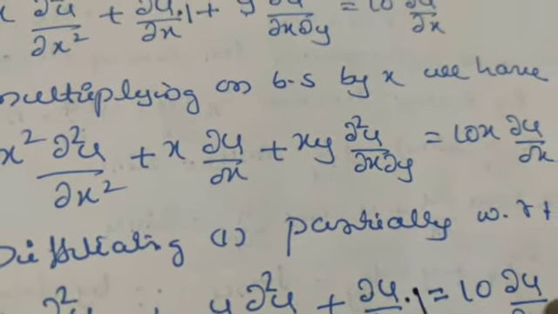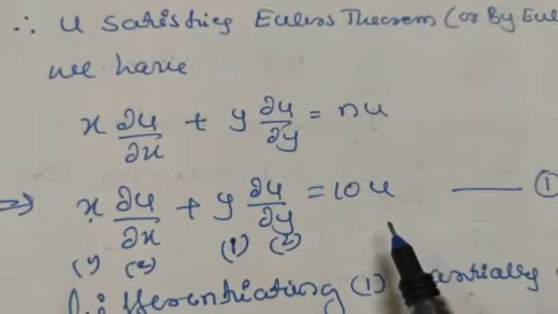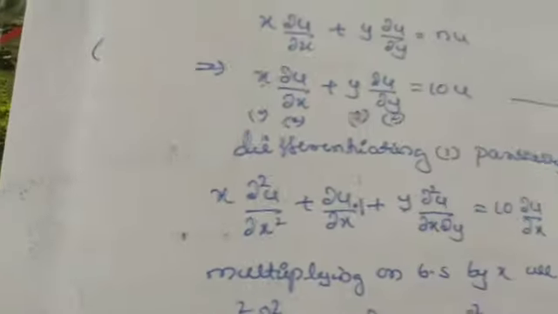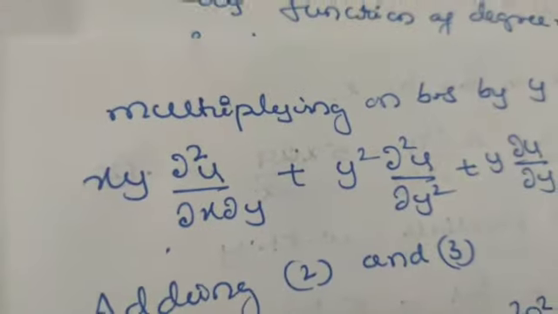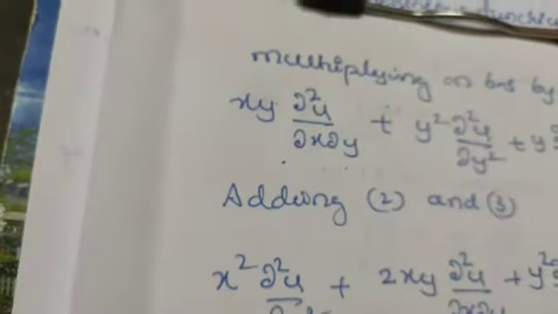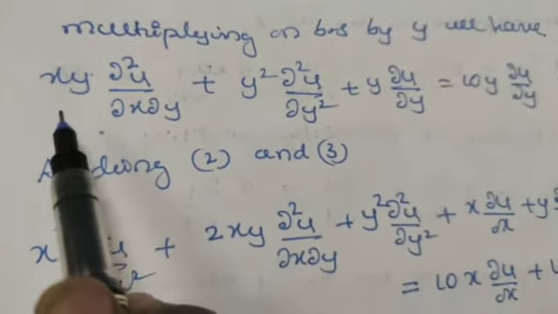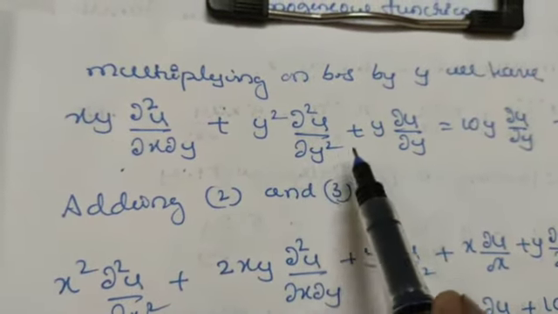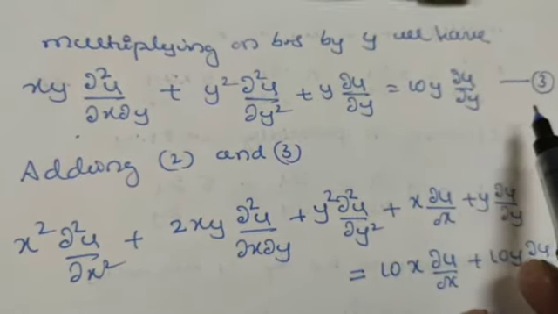So this implies, again the RHS is 10 into u. Differentiating partially with respect to y means 10 into dou u by dou y. Now multiplying this on both sides with y, because we want to prove y square into dou u by dou y, we will get xy dou 2u by dou x dou y plus y square dou 2u by dou y square plus y into dou u by dou y is equals to 10y into dou u by dou y. Take this one as equation number 3.